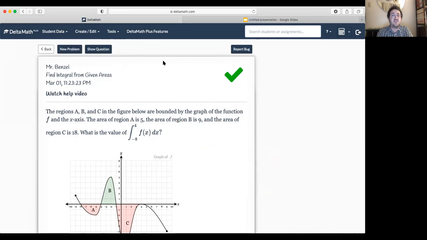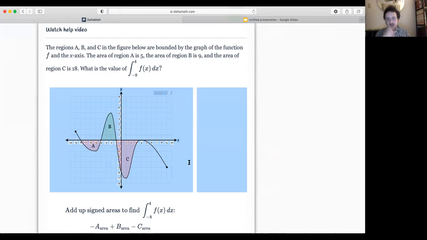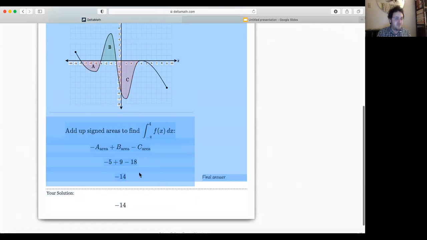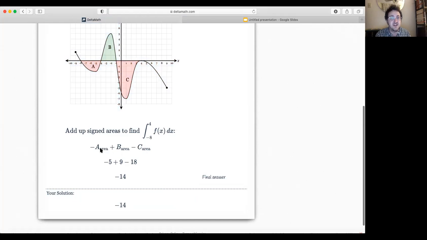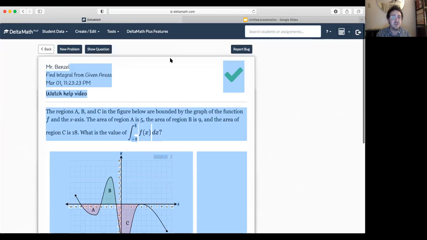One of the things that's nice about Delta Math is it actually does show you what the positive and the negative area are. I will say what is kind of nice about their presentation is that they talk about that it is the areas, and that is, you know, kind of a good introductory problem because the areas are already given for you.